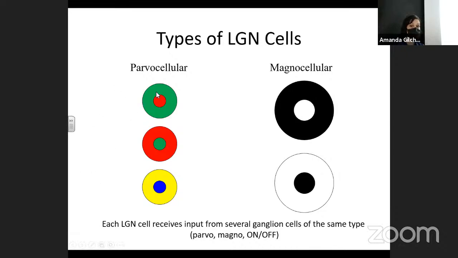Here, the receptive fields are going to be similar because each lateral geniculate nucleus cell only gets input from a few ganglion cells. So you're going to see for our parvocellular cells, we have those opponent process on-off cells. So here's a red on-center cell, here's a green on-center cell, and a blue on-center cell. Our magnocellular cells are not color sensitive, so they're going to respond to black and white. We are going to also have those same on-off receptive fields. So some of these will be on-center cells, some of these will be off-center cells.